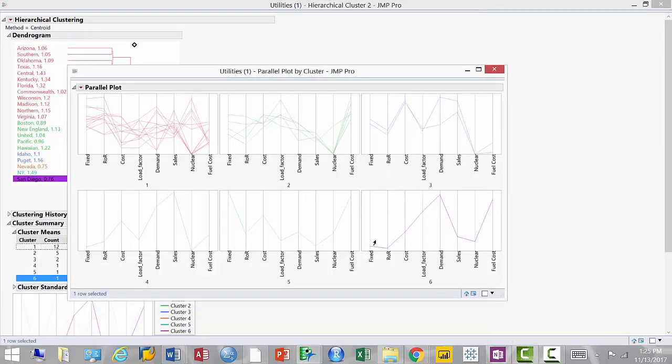Here's my cluster number 6. You can see how basically it goes, how the averages develop. So what I was looking for is the plot that puts all these averages together in one place. Parallel plot. Let's see if I can find it.